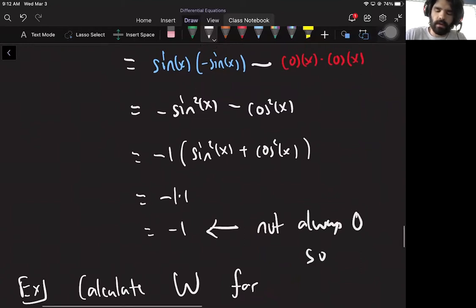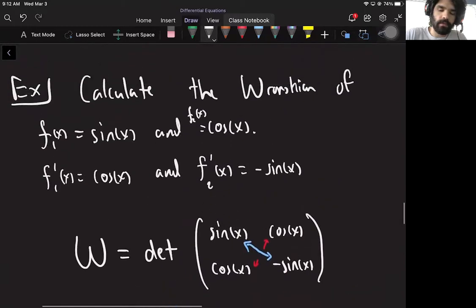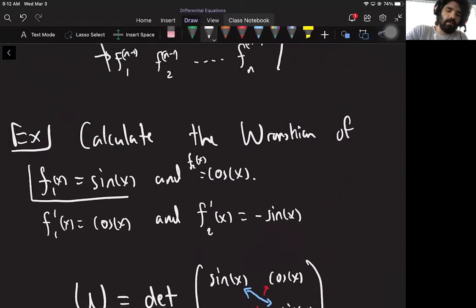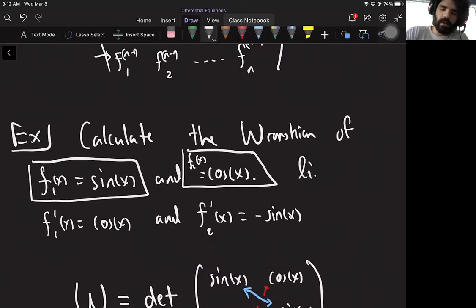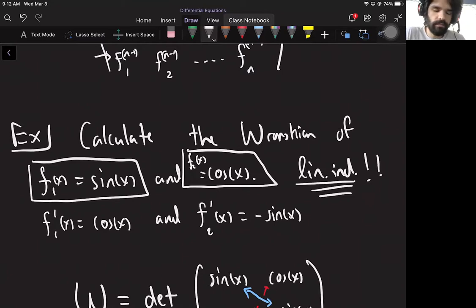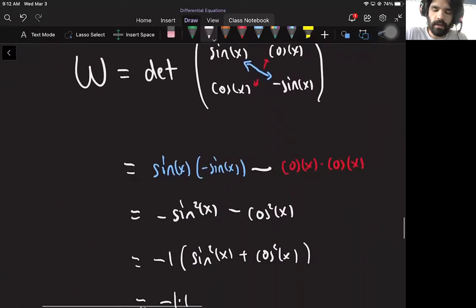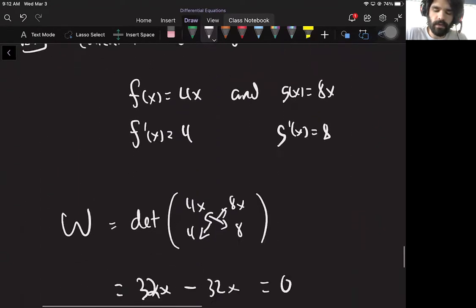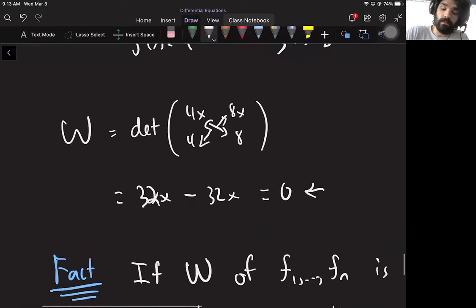So if I look at the two functions that I took the Wronskian of, they are linearly independent because of this little fact, which we already proved earlier, actually. We proved it the long way, but this is just another way. Meanwhile, this one is always 0, so inconclusive.